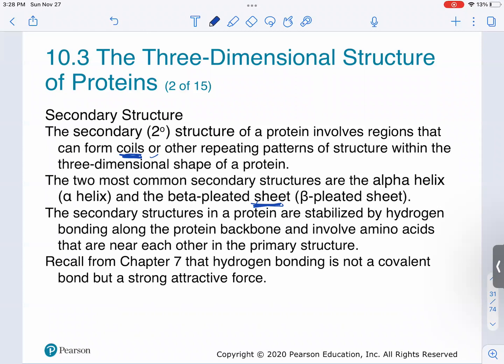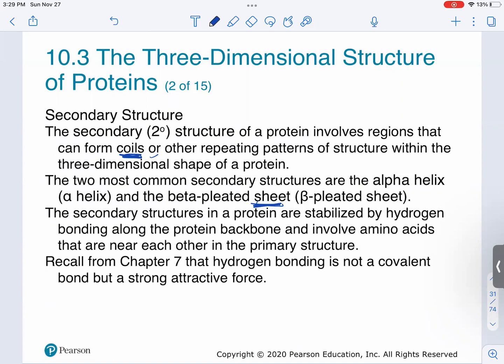We call the coils, like a coil on an older phone, an alpha helix, and a beta pleated sheet is kind of like a folded sheet: there's one big pleat, then it folds over, then there's another big sheet right next to it, then it folds over again. You'll be able to see that on the next slides. The secondary structures are stabilized by hydrogen attractions, or hydrogen bonding, although it's not even a real bond, along the protein backbone.